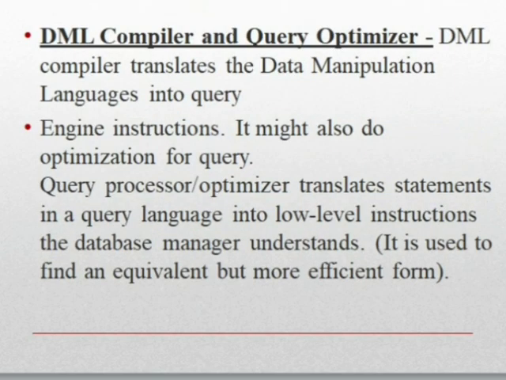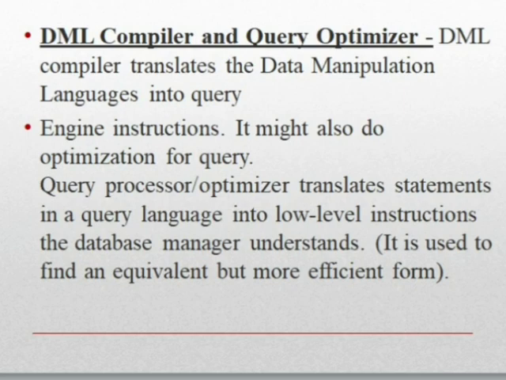DML compiler and query optimizer. The DML compiler translates the data manipulation language into the query. The queries which are written are of type DML, data manipulation language statements. So these get translated by using the DML compiler into engine instructions, and it might also optimize the query. The query processor or optimizer translates the statement in the query language into low-level instructions that the database manager understands. It is used to find an equivalent but more efficient form.